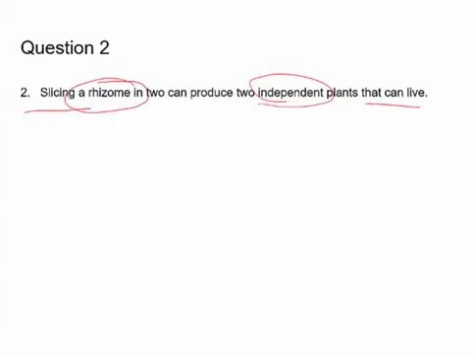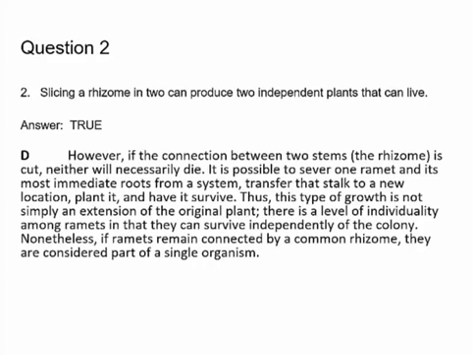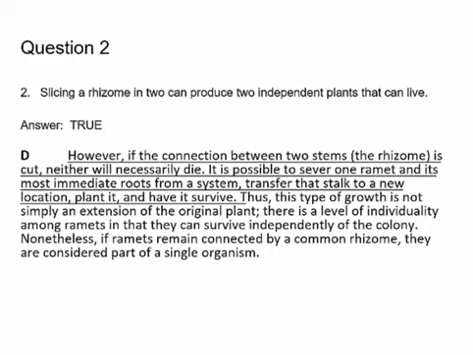So, ideas to look for: slicing a rhizome, and the result of slicing a rhizome is that we get 2 plants and they can live on after they've been cut in two. Where do we find something like that, if at all? Well, the answer is true because we find that information in paragraph D, particularly this part that's underlined.